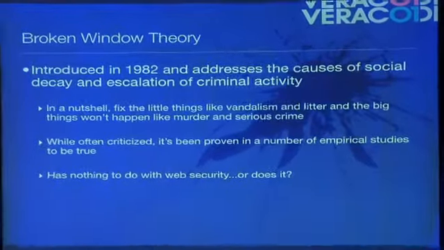I actually had lunch with somebody and they said, is that related to broken window failure? And there's apparently a whole other theory that has nothing to do with inner city crime or anything like that. So broken window theory is not that. This is all about inner city crime.